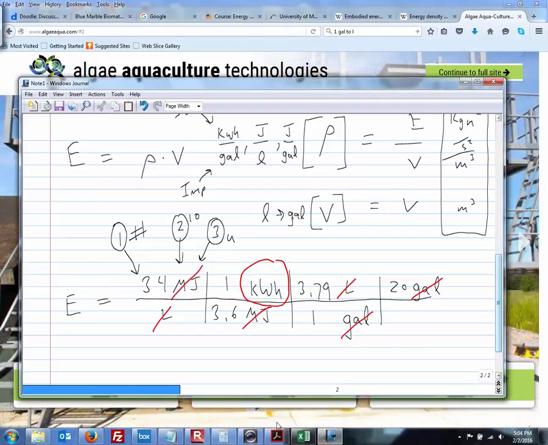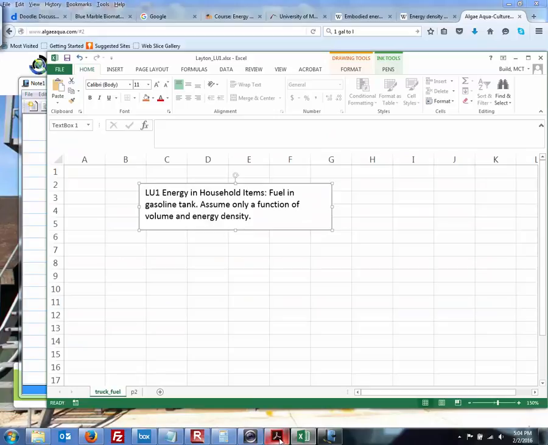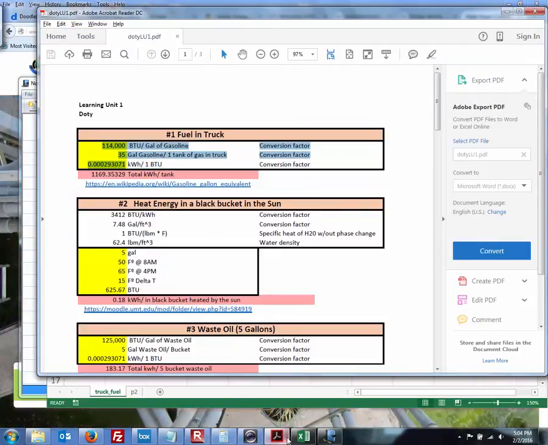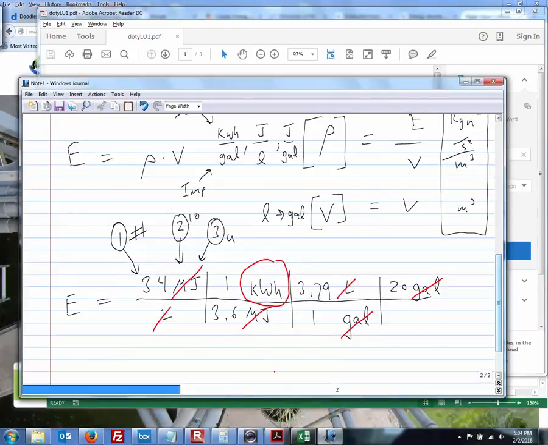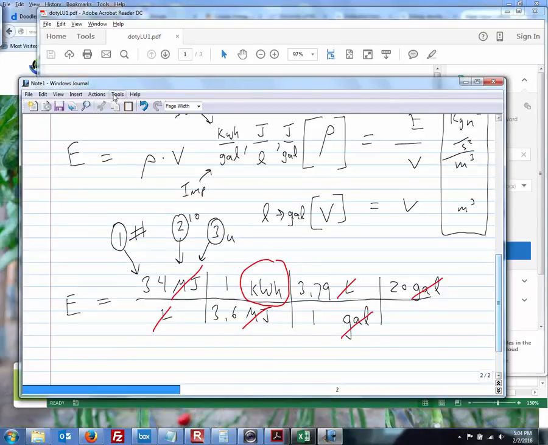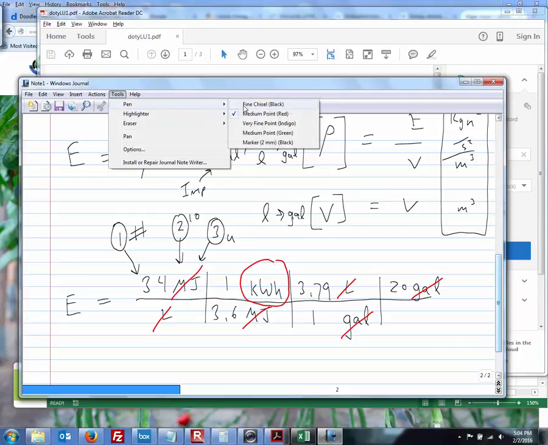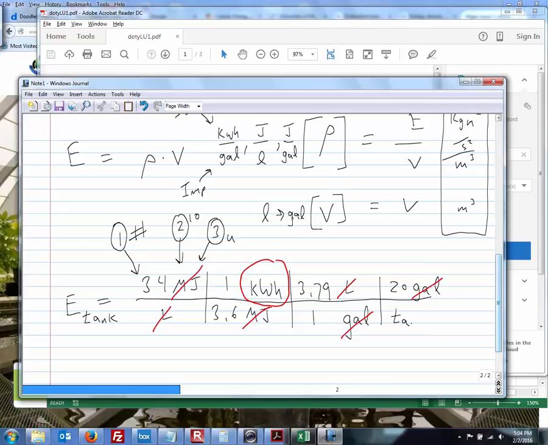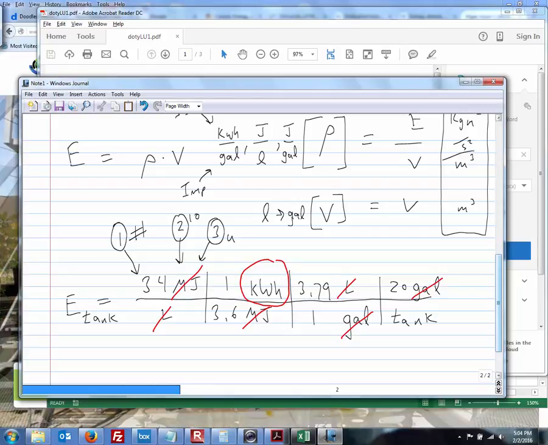So if we go back to Sean's example here, he wrote, kilowatt hours per tank. Perfect. Kilowatt hours. And I guess if I wanted to be even more correct, energy per tank. And even here I could write, 20 gallons per tank, calling a tank a unit. Very important.